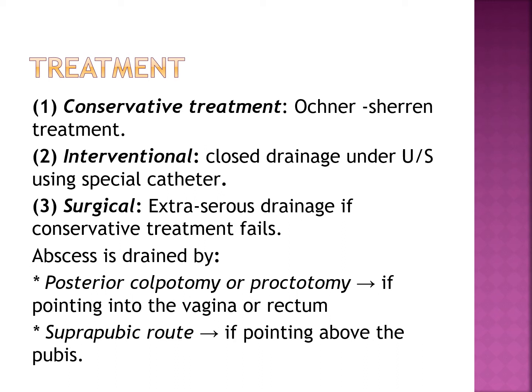Treatment, again, is conservative treatment using Ochsner-Sherren regimen, and interventional treatment if there is fluid or pus collection, with closed drainage, either ultrasound or CT guided, and surgical drainage also with extraserous drainage. And as you know, if a pelvic abscess is present in a male, you can do a posterior proctotomy if it is pointing into the rectum, and if it is in a female, you can do a posterior colpotomy. You can drain the abscess through the posterior vaginal wall, which lies in the vicinity of the collection or of the abscess in the Douglas pouch.